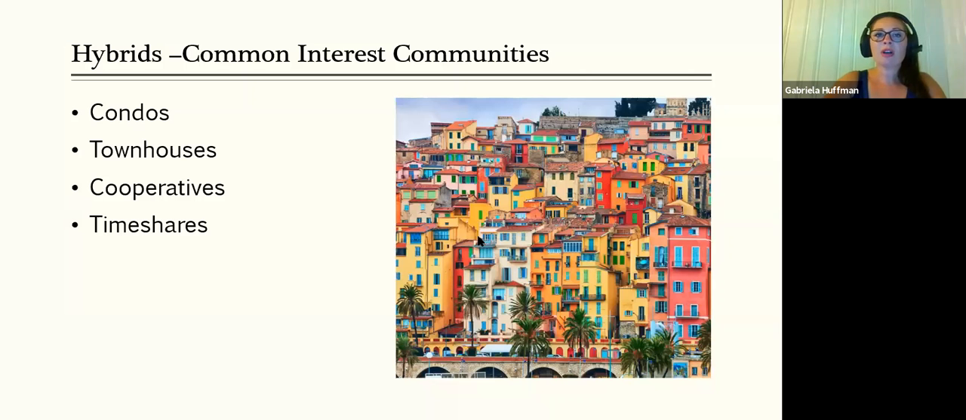We're going to talk about hybrid ownerships. Bottom of page 38 in your book calls it common interest communities. You'll see the word hybrid in parentheses. This is a combination of severalty and concurrent ownerships. There are 4 of them that you need to know, and we'll break down what you need to know of each 4: condos, townhouses, cooperatives, and timeshares.